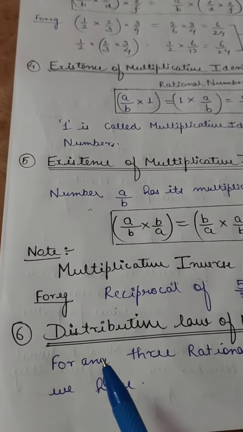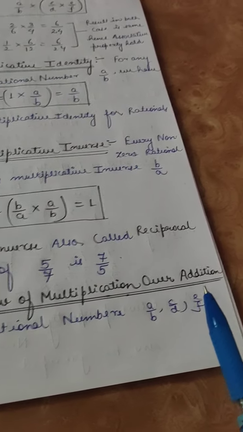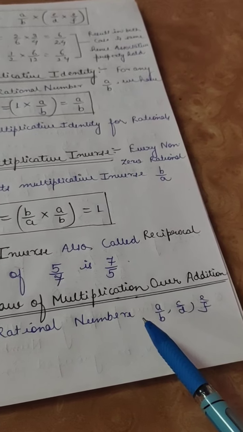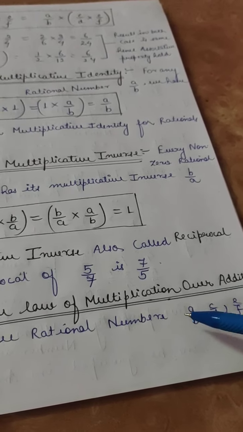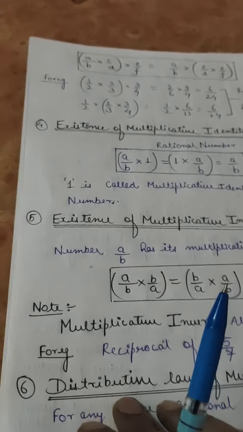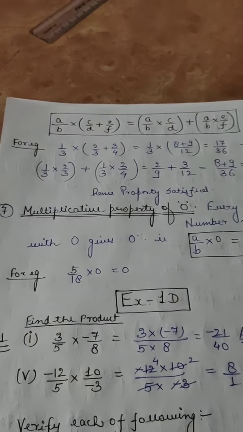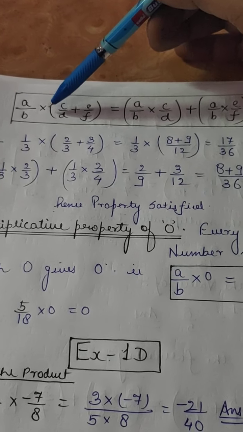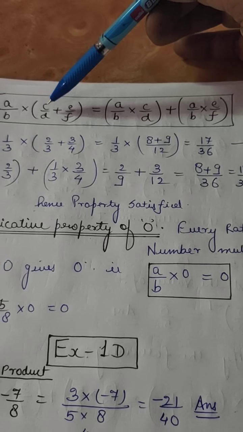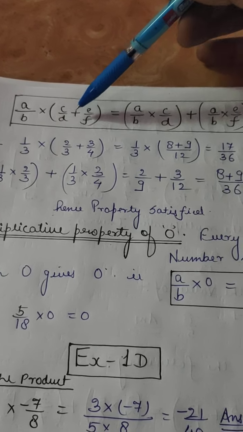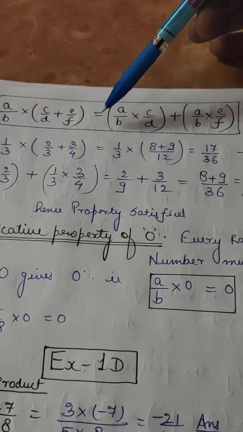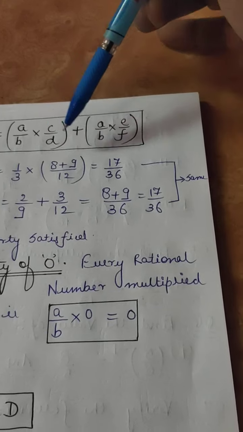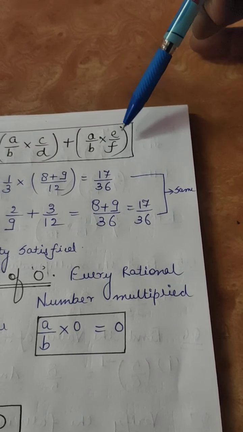Next property is distributive law of multiplication over addition. This law is applicable for three rational numbers. Here we have taken three rational numbers, that is a by b, c by d and e by f. So what does the distributive property state? When a by b, the first rational number, is multiplied by the sum of the other two rational numbers, here c by d and e by f added together, that will be equal to when the first rational number a by b is multiplied by c by d plus a by b is multiplied by e by f.